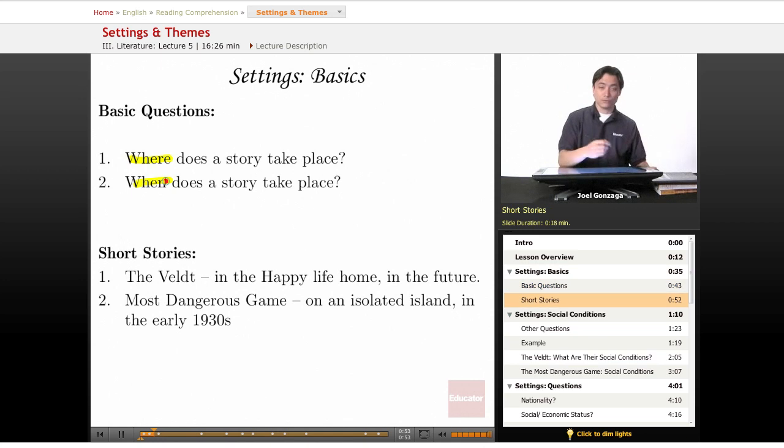So, in our short stories, in The Veld, the story takes place in the Happylife Home sometime in the future. In The Most Dangerous Game, the story takes place on an isolated island sometime in the early 1930s or late 1920s.